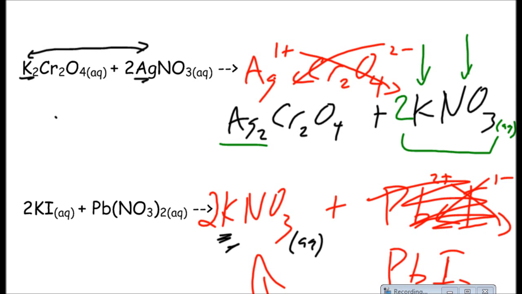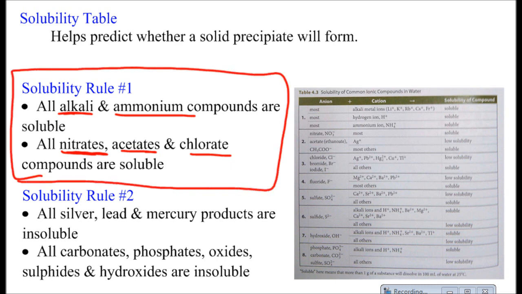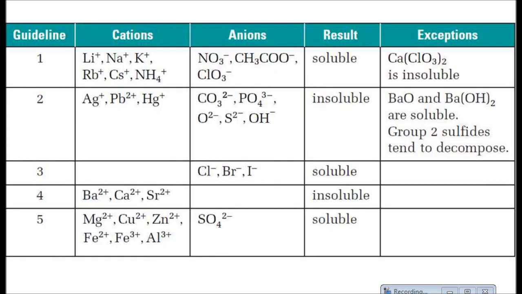This is basically our cheat sheet. Really all you're going to need to know for the first test is this right here. All alkali and ammonium compounds are always soluble. All nitrates, acetates, and chlorates are always soluble. If you see a product, it has to be the other thing. Yet again, I think this is a chart from the old textbook. I think this is a little bit easier to read. But you will have reference to both. You decide which one's easier to read.